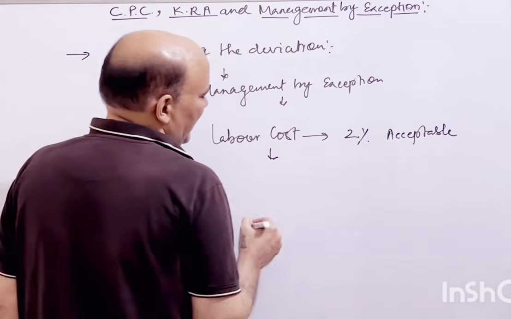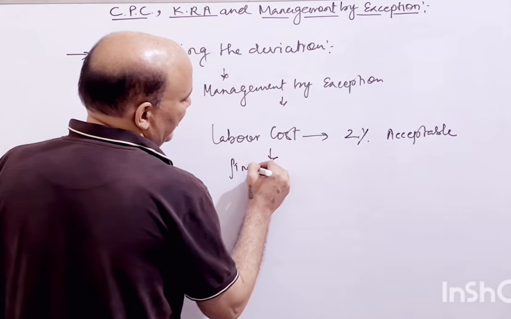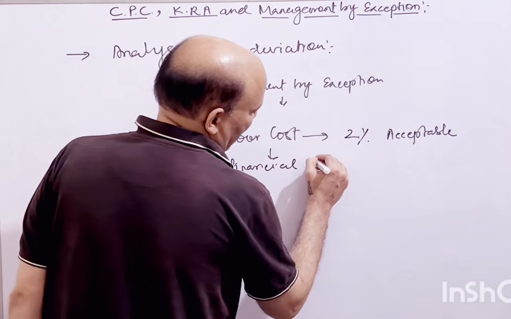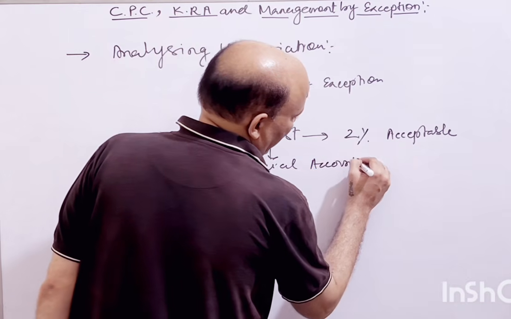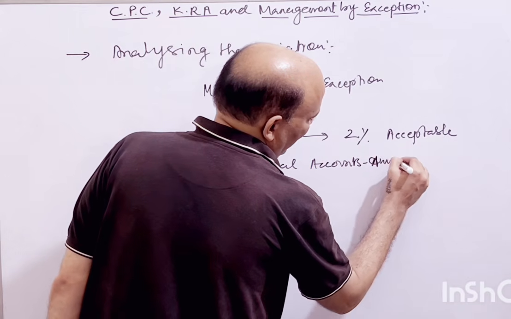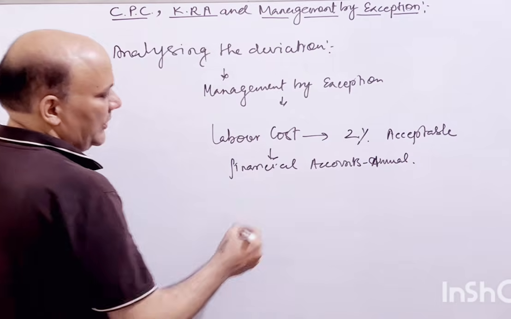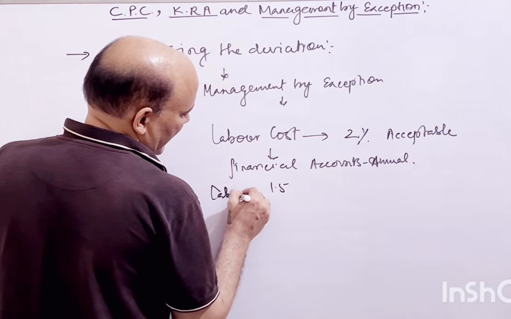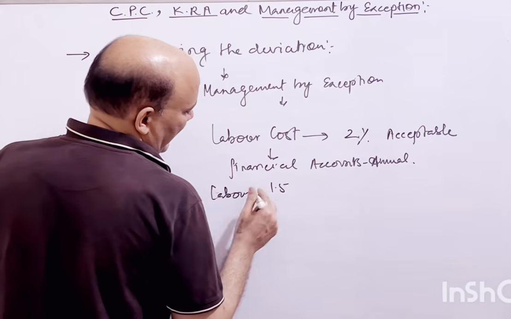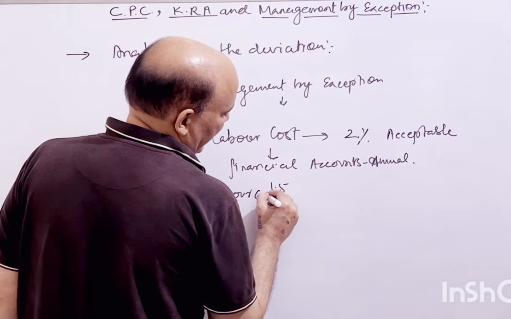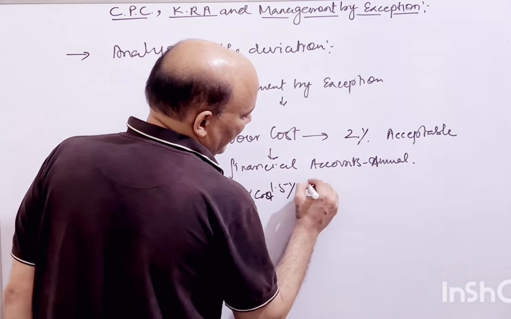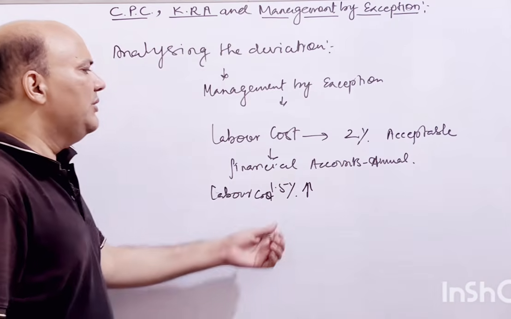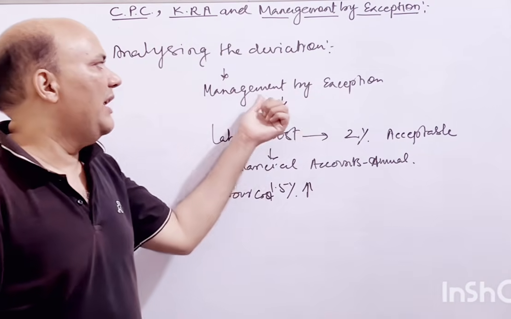And what happens in your financial accounts, your annual financial account? Your labor cost increases by 1.5%, right? It increases. So that can be taken by the management by exception.